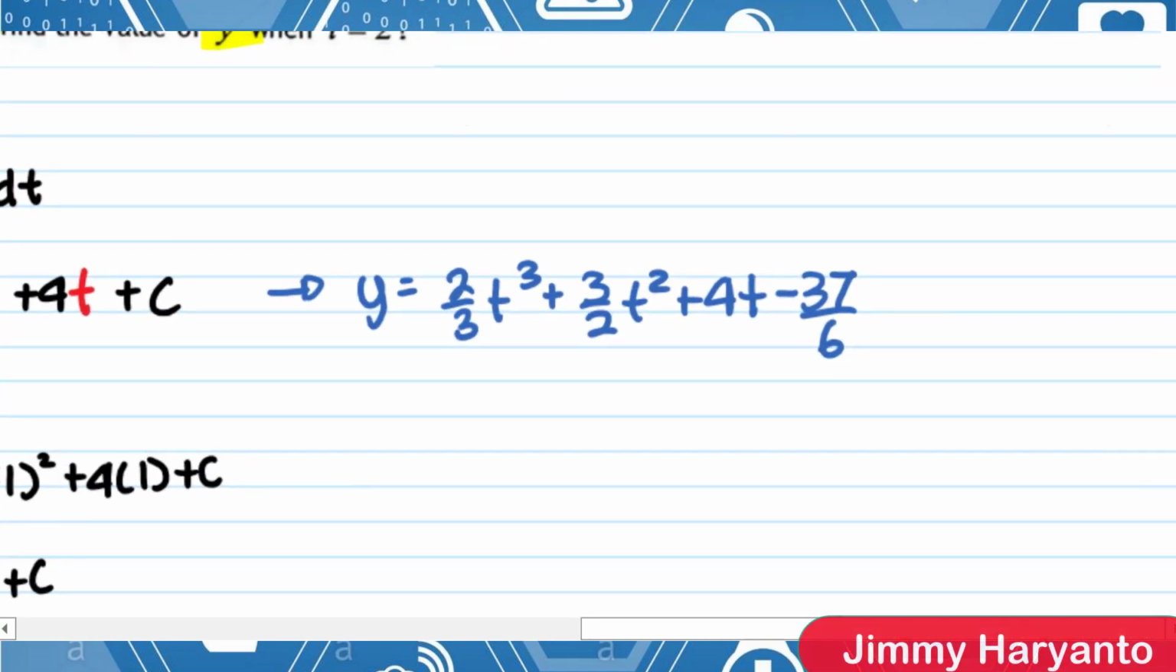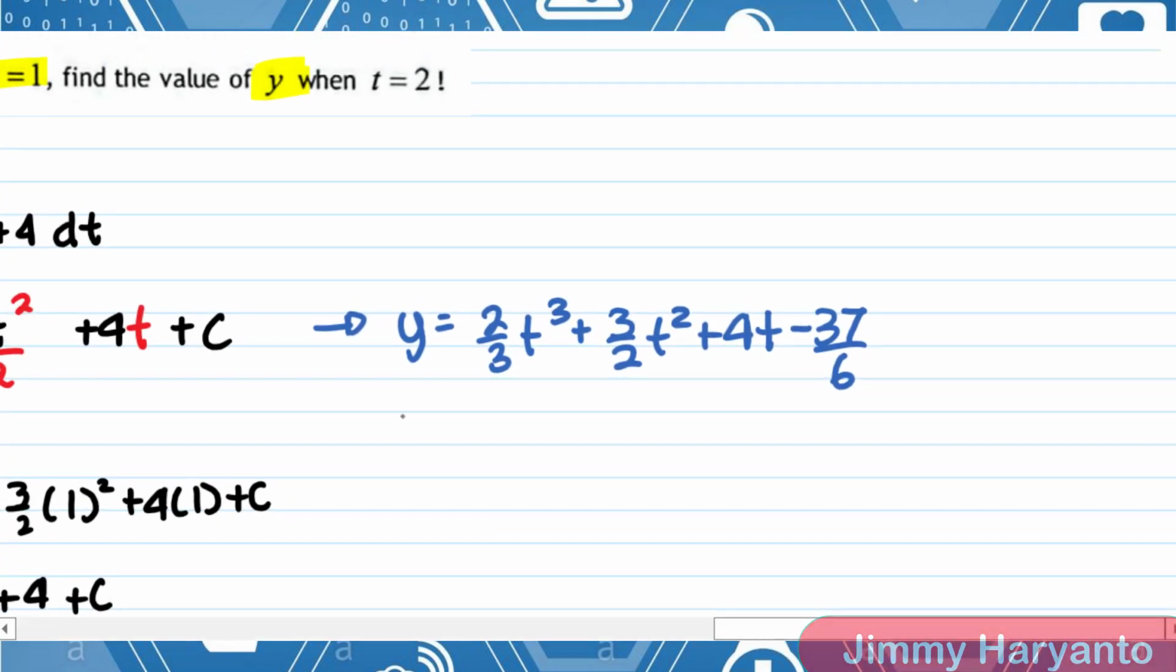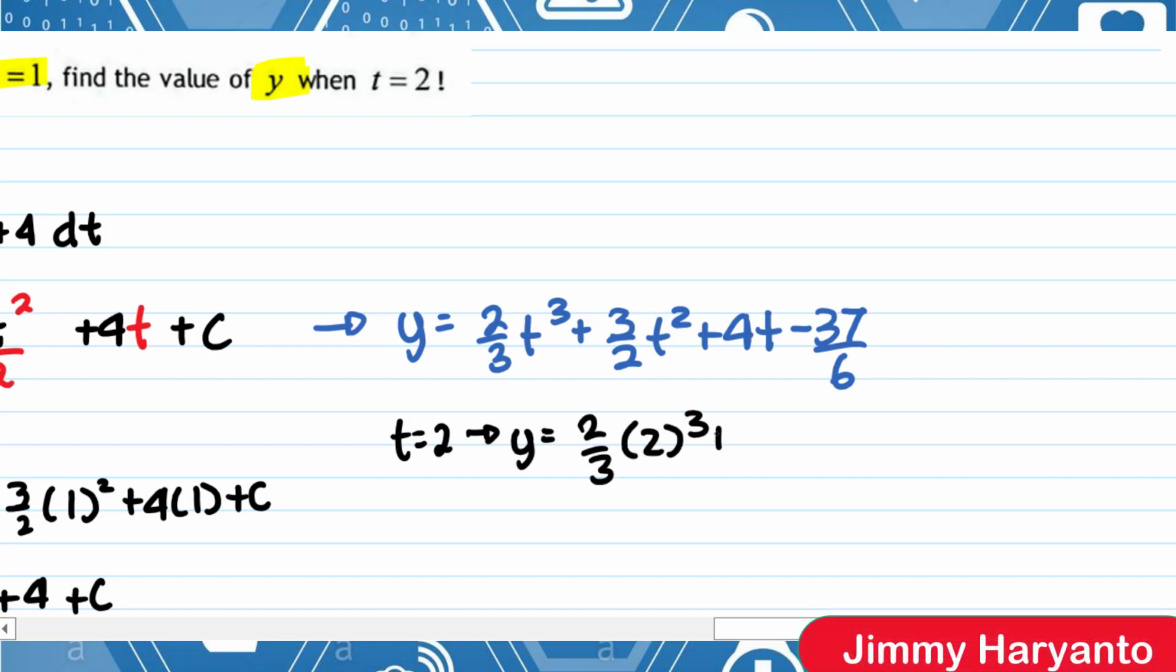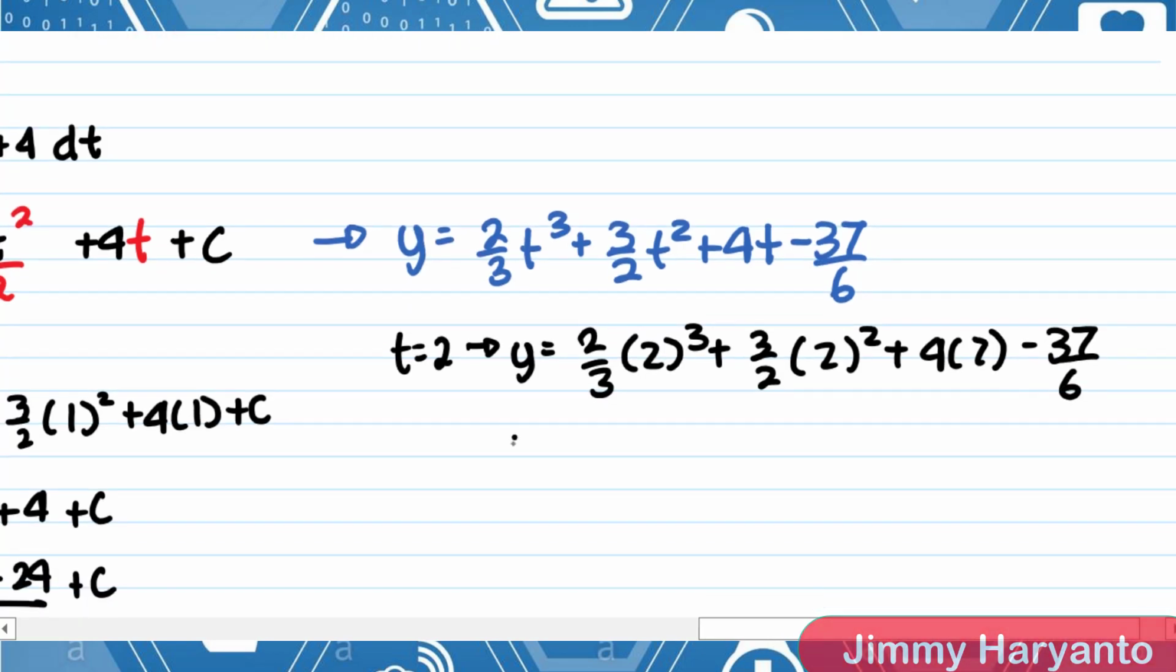Okay, I think it's correct, yeah. If I did a mistake, please tell me. So the value of y when t equals to 2, the value of y will be 2 over 3 times 2 to the power of 3 plus 3 over 2 times 2 to the power of 2, and then 4 times 2 and then negative 37 over 6. Okay, so the value of y will be 16 over 3. Then for this one is 6, 8, 37 over 6.